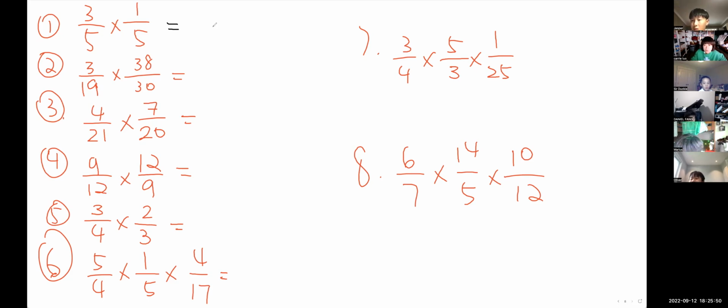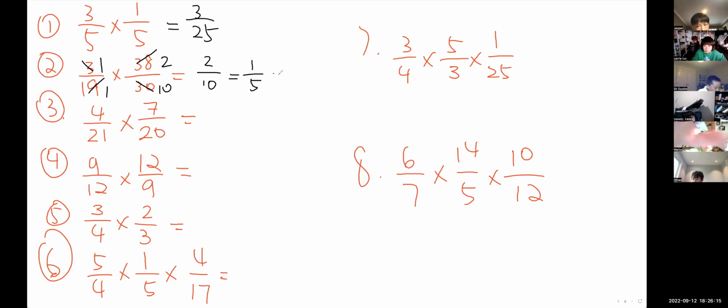Okay, so now I'm going to put all the answers here so you can check if you get it right or not. 3 over 25, this one cannot be simplified at all. This one, 3 divided by 3 equals 1, 30 divided by 3 equals 10, 38 divided by 19 equals 2, so the answer is 2 over 10. But everybody, it's not there yet because 2 and 10 still share the common factor of 2. So 1 over 5, and I can also convert it into the decimal, 0.2.